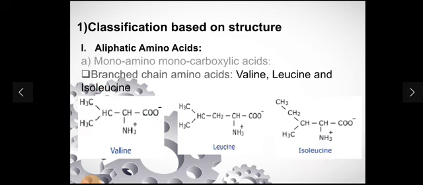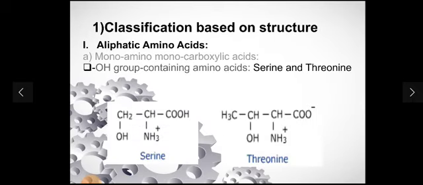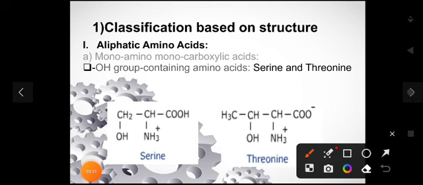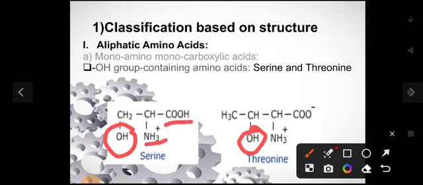Now, the other group in which you have the hydroxyl containing amino acids, and we say we have serine. Look at the hydroxyl group in each and every one of them. So the hydroxyl containing amino acids are those that contain a hydroxyl group. So you have the monocarboxylic group and the monoamino group, one each.